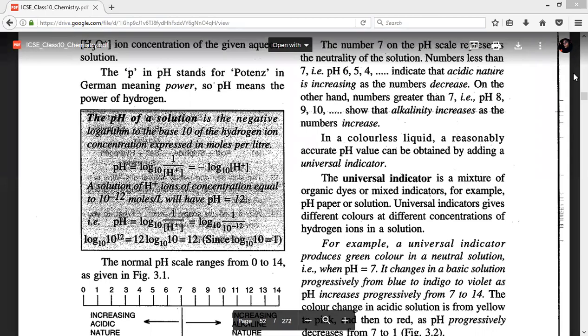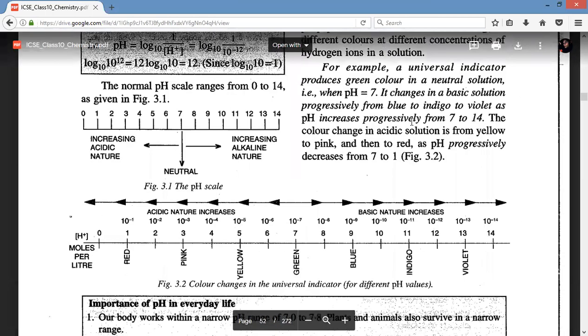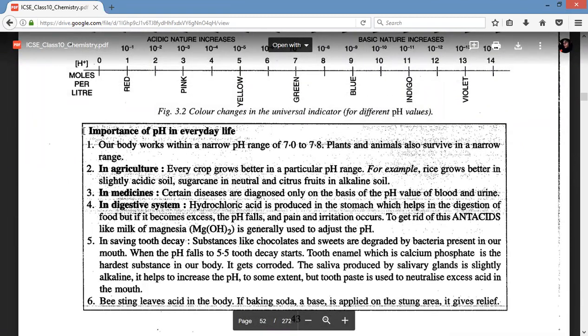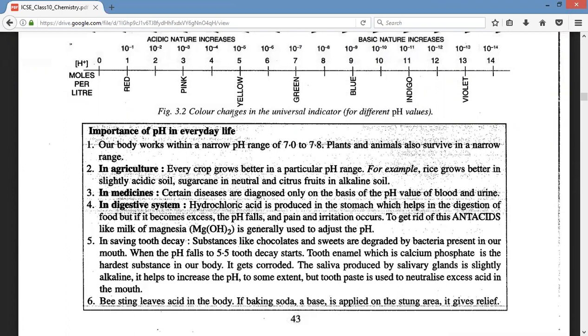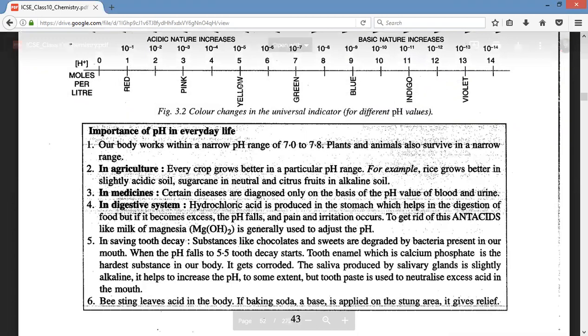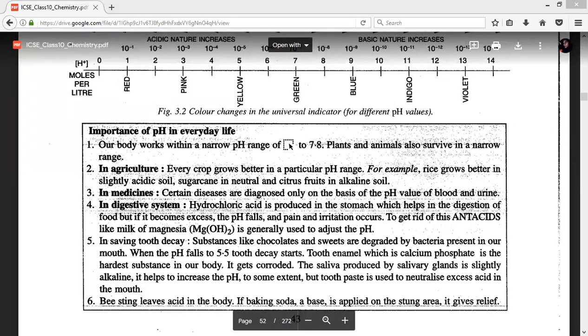After that, we are discussing how pH gives its importance in everyday life. In our daily life, we are considering our body. In our body, the pH should be maintained between 7 and 7.8. If your pH is between 7 and 7.8, then only you will feel normal. You can do normal activities properly.